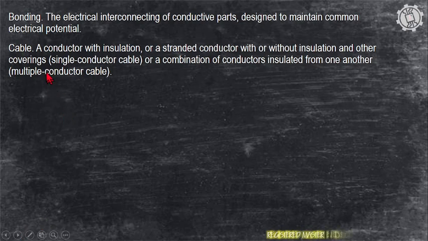Then cable. So cable is a conductor with insulation, or a stranded conductor with or without insulation and other coverings, single conductor cable, or a combination of conductors insulated from one another. So multi-conductor cable. So yung cable, ibang tawag dito is wire. The usual is kapag wire ang tawag, if below 8 square mm, above 8 square mm ang tawag is cable, but the common or general term is cable. So cable could be insulated or non-insulated, pwede din siyang stranded or solid. But if medyo mataas na yung ating size, so it is now stranded.